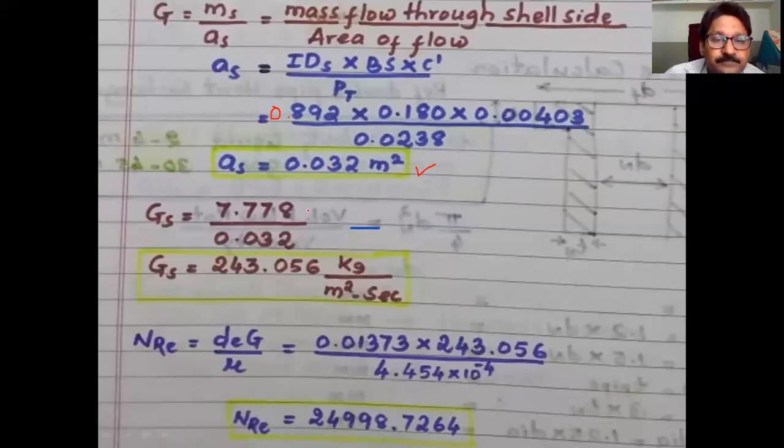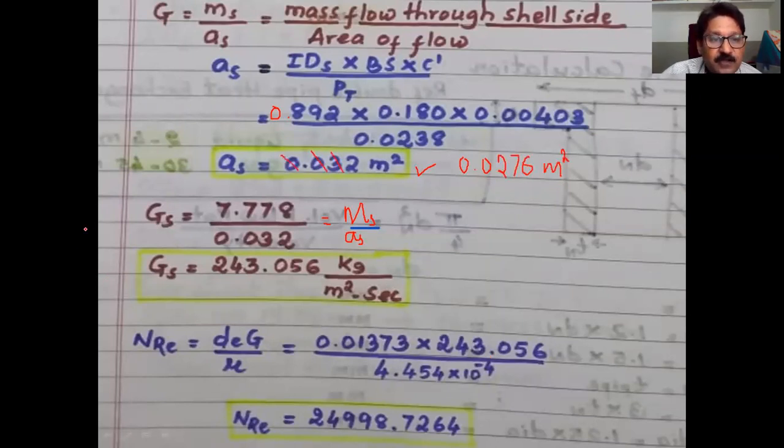Are you getting this value? Yes or no? 0.0276. Is it right? Is anybody getting a value other than this? If it is the same, we'll take this value only. So it is the same. Okay, we'll use this value. I'll rewrite this value. Please verify. So this is the value.